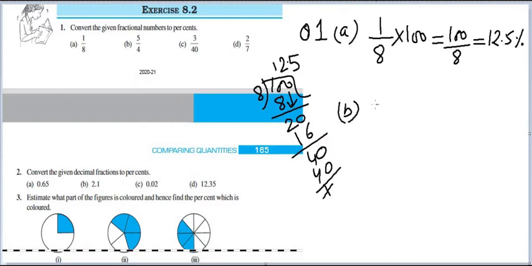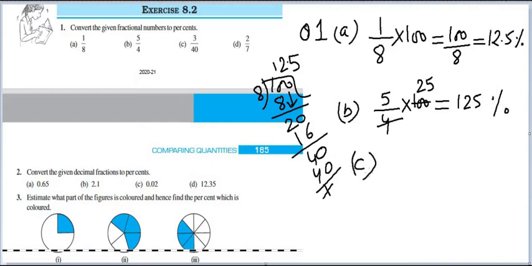For example, B part, it is 5 upon 4. 5 upon 4 into 100. If you divide, 4 ones are 4, 4 fives are 20. So 5 and 125, that will be 125, that is 125%.